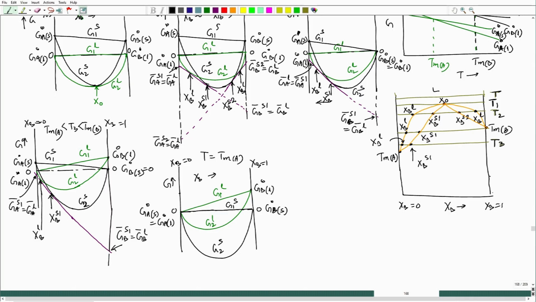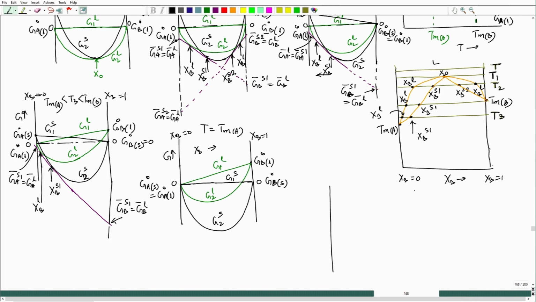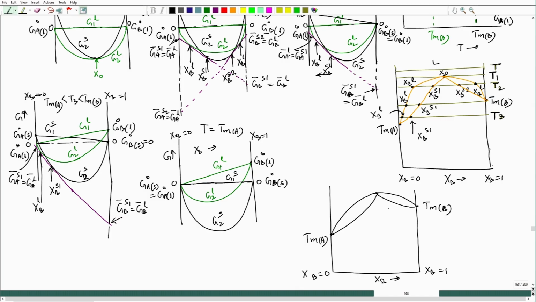So if I try to plot the temperature composition, XB is varying this way, XB equal to 1, XB equal to 0. So this is TmB and this is TmA. The plot looks like this. So here it is this point. So the plot is looking like this. Fine. So this is liquid and this is solid.